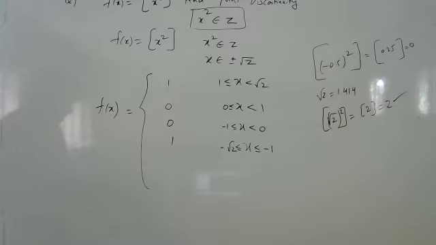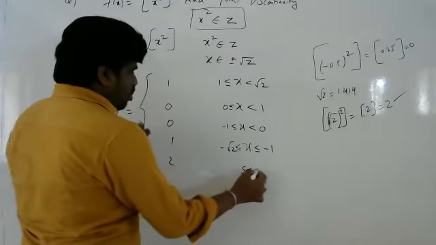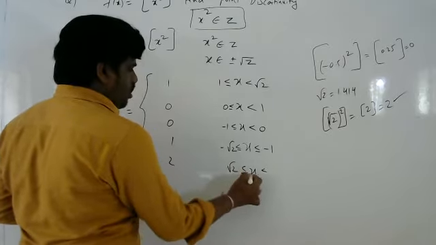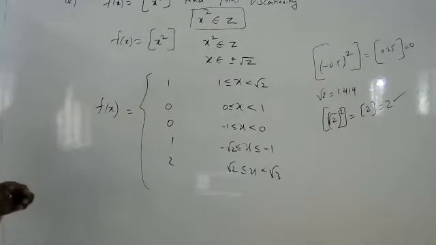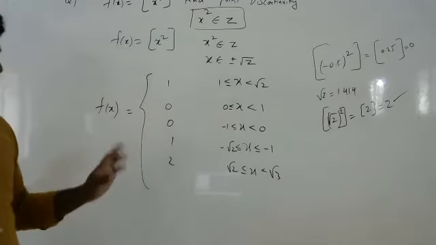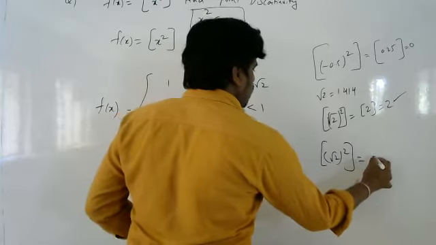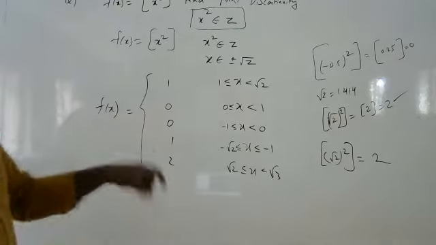And when will you get 2? When x is from root 2 to root 3. In this case I get 2, meaning the greatest integer of root 2 whole square is 2, and I get it till the root 3 place.